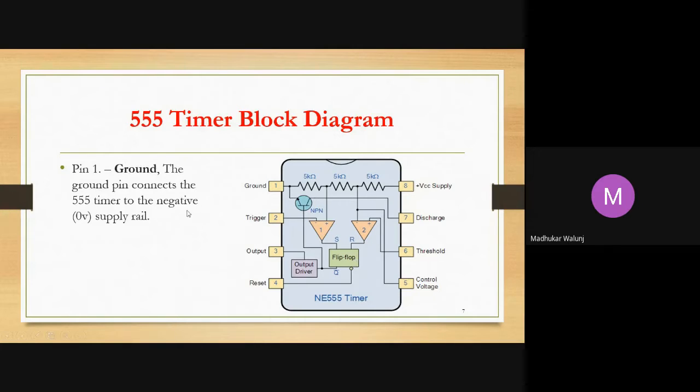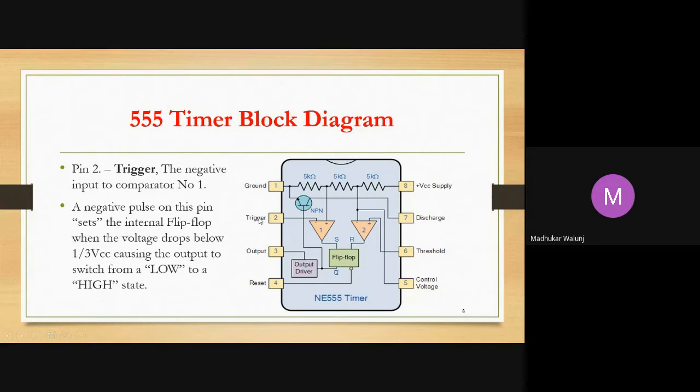As I have said, pin number 1 is ground. The ground pin connects the 555 timer to the negative, or we can say ground, supply rail. Pin number 2 is the negative input to comparator number 1. As we have the positive input, or we can say the non-inverting input, of comparator 1, it is 1/3 VCC.